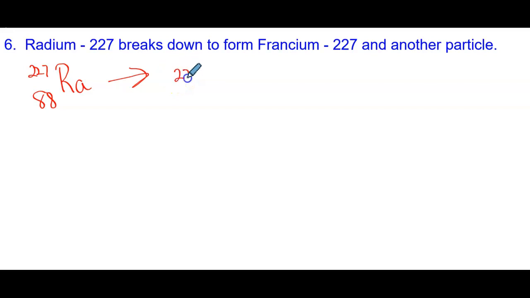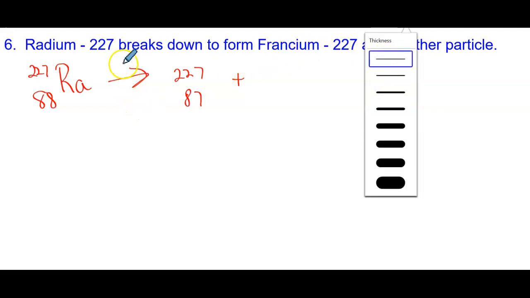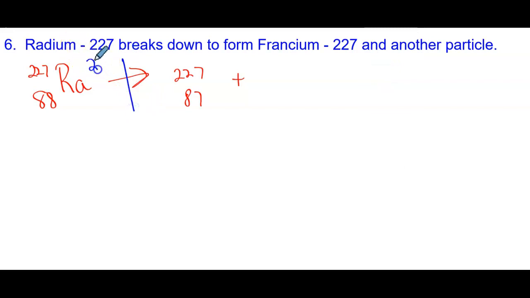So that's going to be 227. 227. And look it up on the periodic table, 87 plus, we don't know what, we're going to figure out what that is. Change colors. Okay, split it. And we know this side totals to 227, this side totals to 88 because that's all that's over there. On this side we have 227 and this side we have 87.